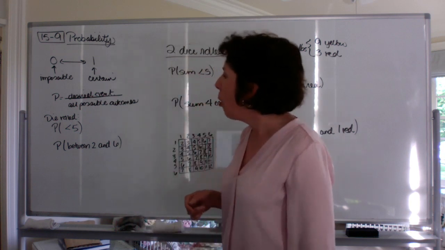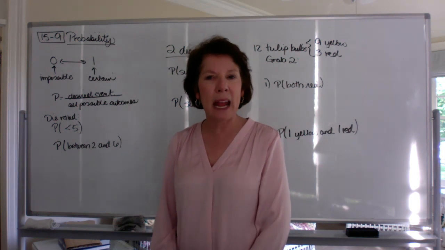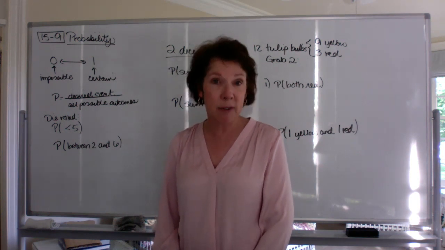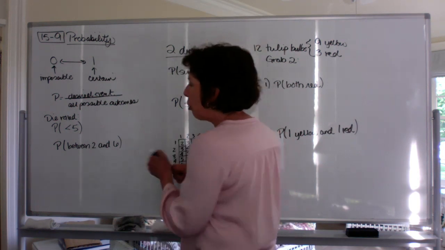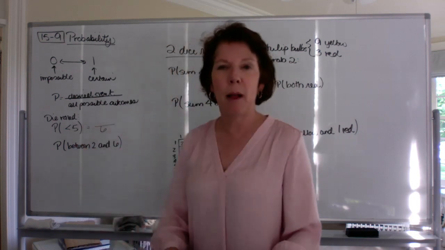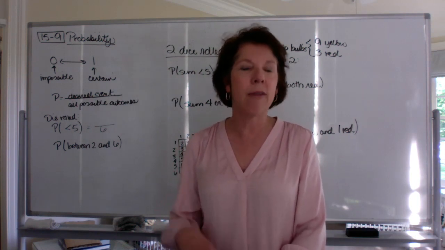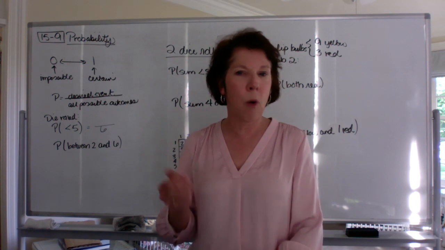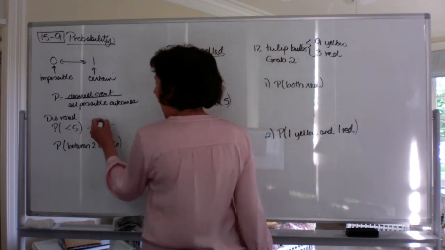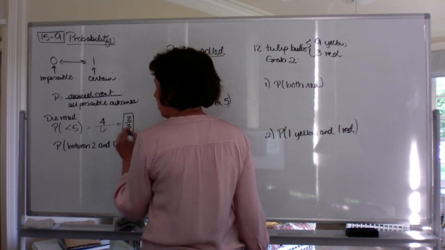Now what if I roll a die and I want my probability of getting an answer, theoretically, less than 5? Well, I know my total number of outcomes is 6 possible outcomes, and how many of those would be the event less than 5? 1, 2, 3, or 4. So I have 4 out of 6 is my probability, which would reduce to 2/3.